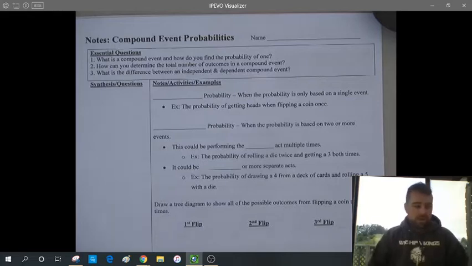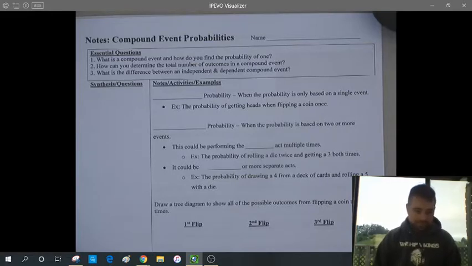Okay, continuing our talk about probability and moving into what's called compound event probability now. So, central questions for this one: what is a compound event, and how do you find a probability of one? And then how can you determine the total number of outcomes in a compound event, and what is the difference between an independent and a dependent compound event?